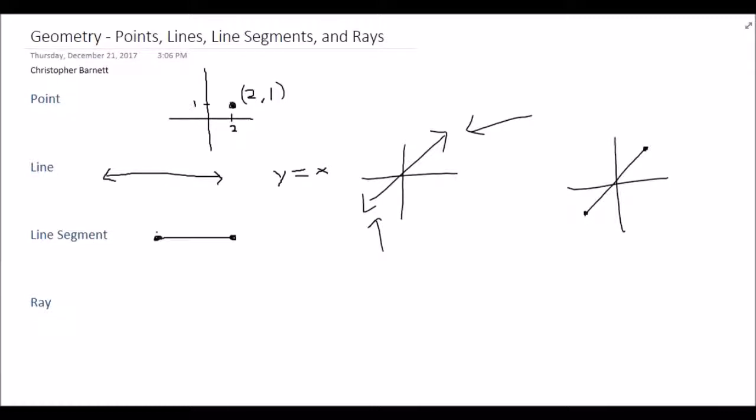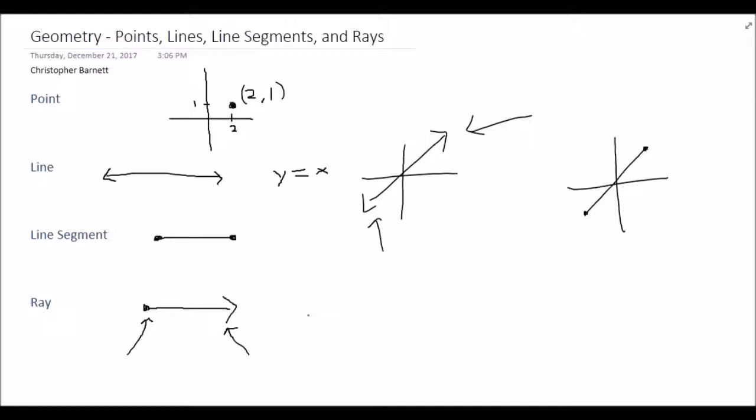And then a ray is basically just a combination of the two. So it's just a point that extends on a straight path and then doesn't end. And the key property here is that there's just one constraint, that being one endpoint, and on the other side there is no ending.